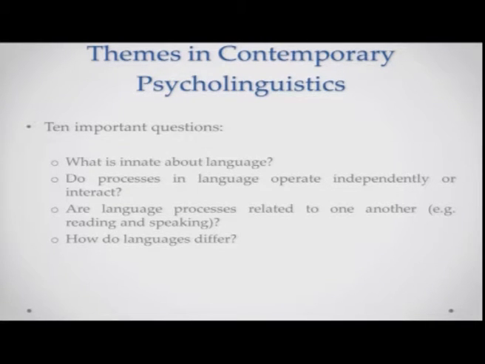Now let me try and underline for you some of the interesting questions that are asked in contemporary psycholinguistics. There are about 10 important questions that contemporary psycholinguistics likes to talk about, and I am just quickly running over this to give you a slight preview of what we might be talking about later. So what is innate about language? What are the aspects of language that children are born with? Is it really, as behaviorists say, that children are born as tabula rasa, a blank slate, and they don't know any language at all at birth, and they pick up all the language from the environment?